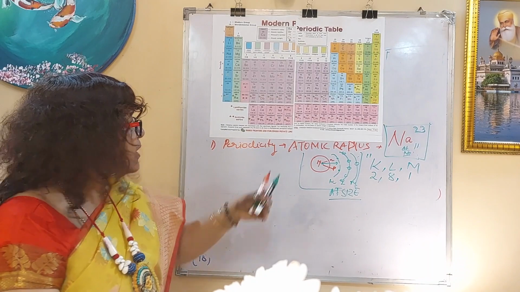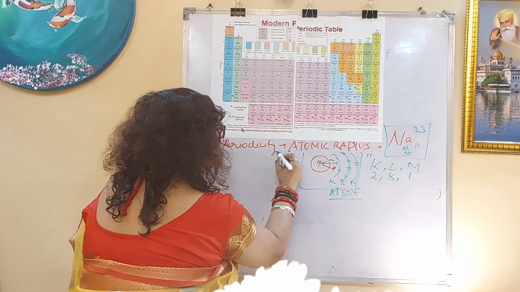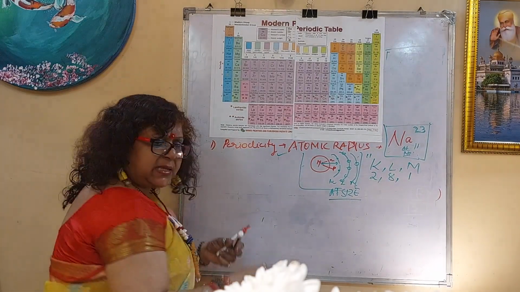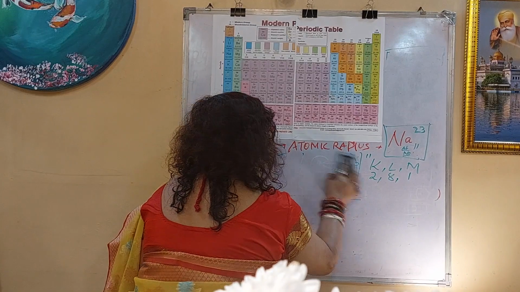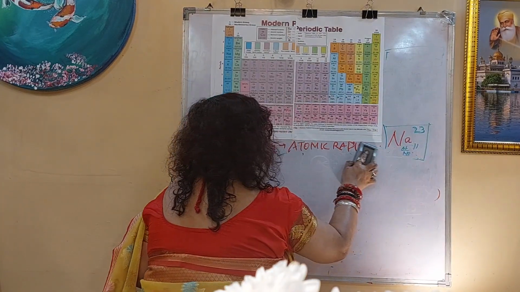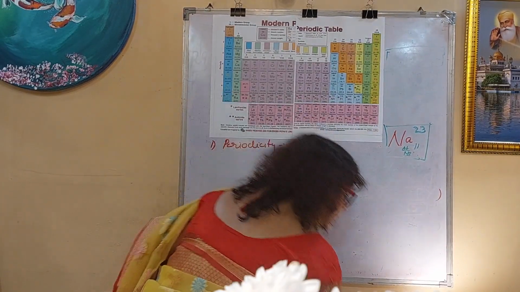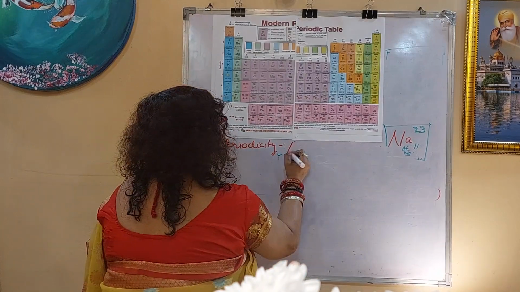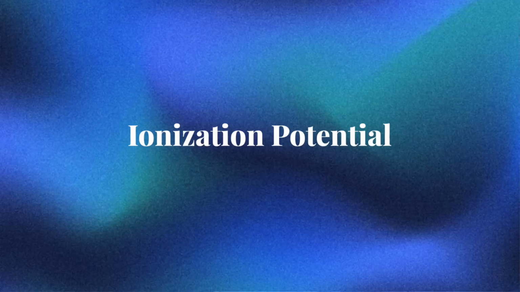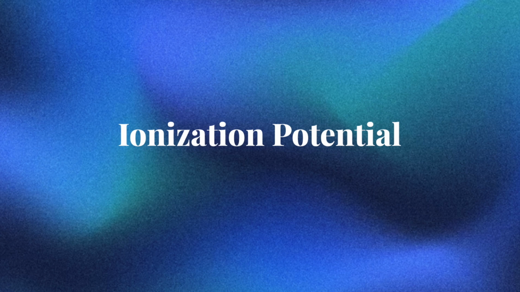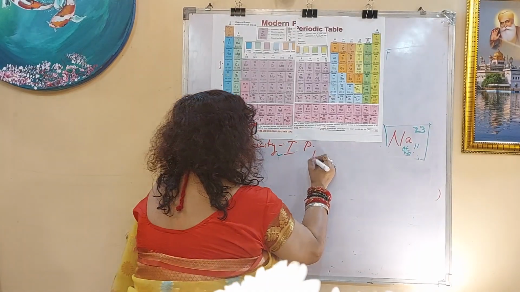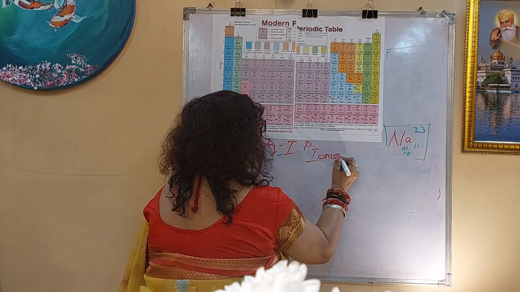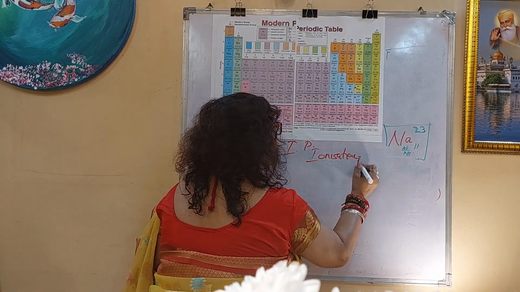First, the criteria. So this was atomic radius, understood atomic radius. Next criteria which you will study is ionization potential. Now what is ionization potential? See the word ionization potential.